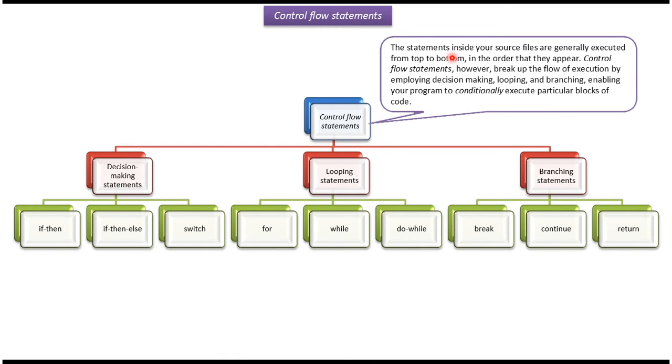The statements inside your source files are generally executed from top to bottom in the order that they appear. Control flow statements, however, break up the flow of execution by employing decision making, looping and branching, enabling your program to conditionally execute particular blocks of the code.